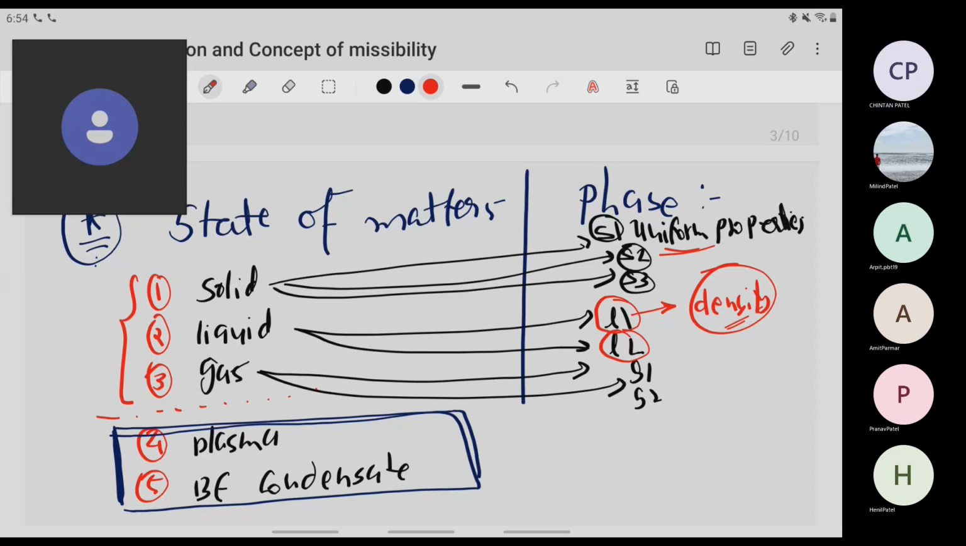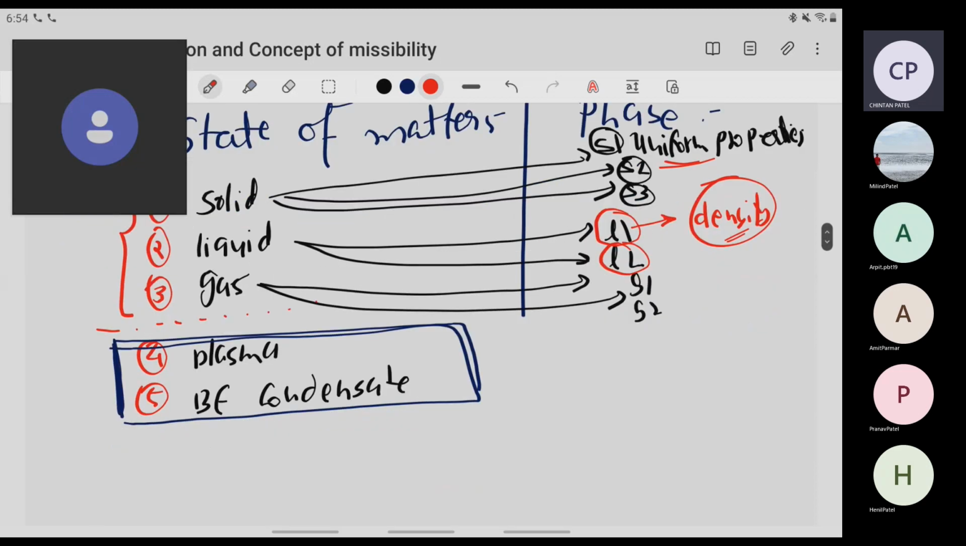Okay, not a mixture, solution. Sorry. Mixture is a kind of different thing and solution is a different thing. So let's move forward.